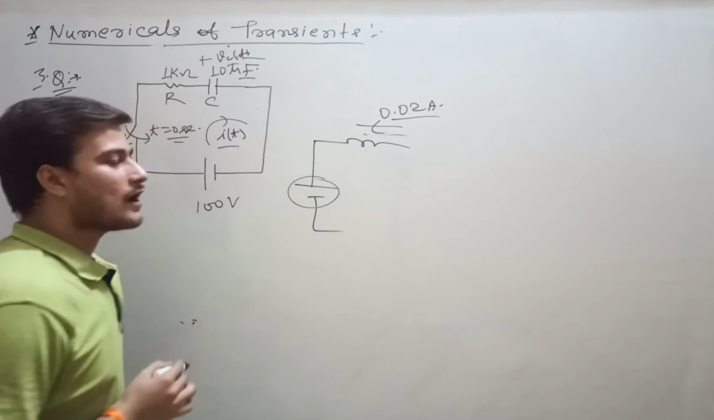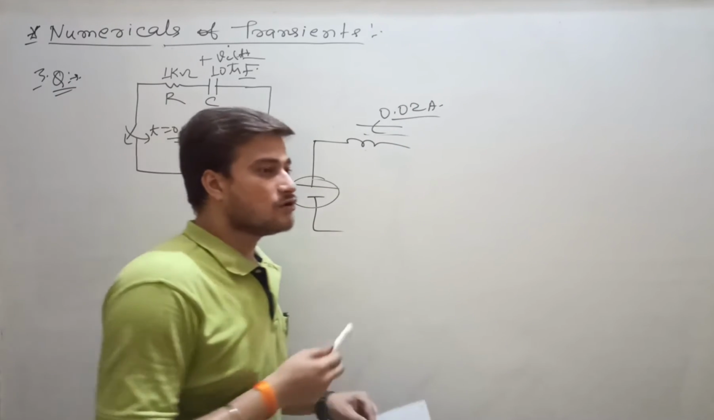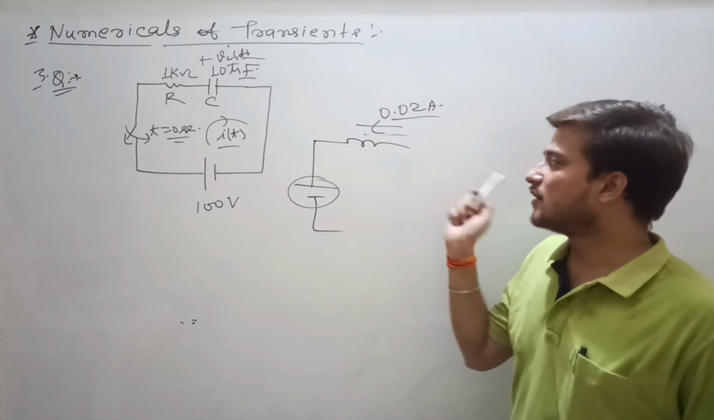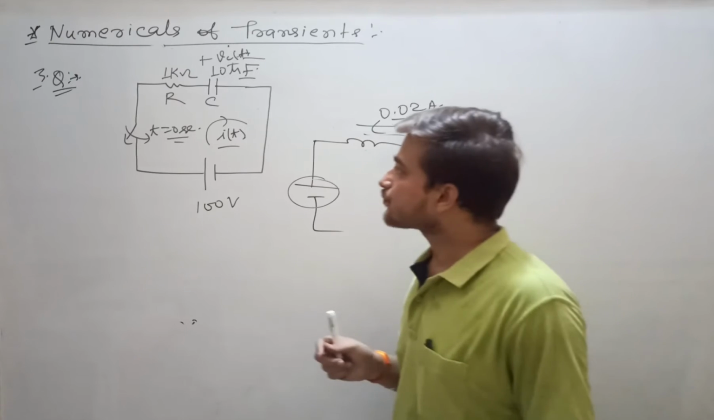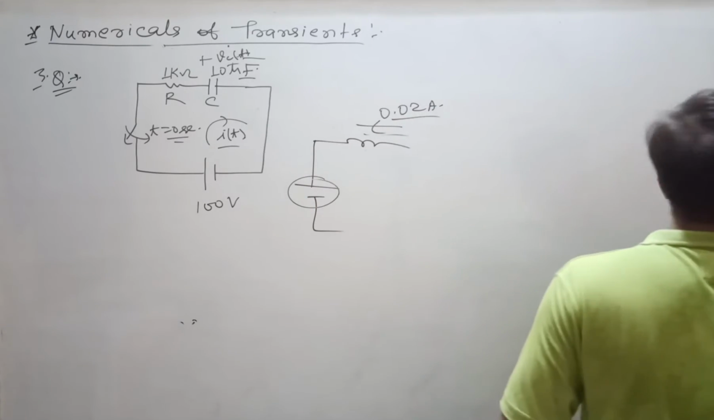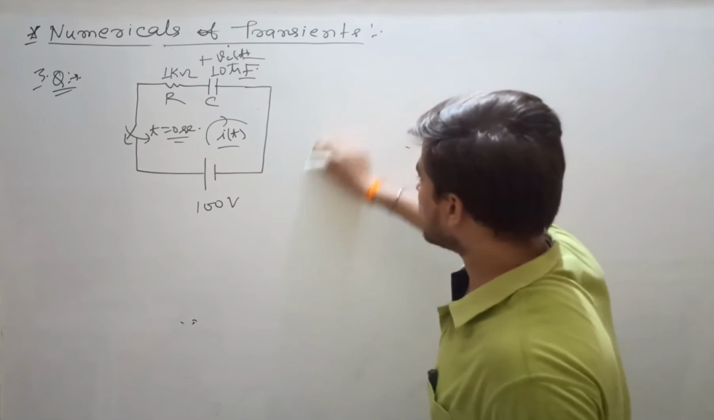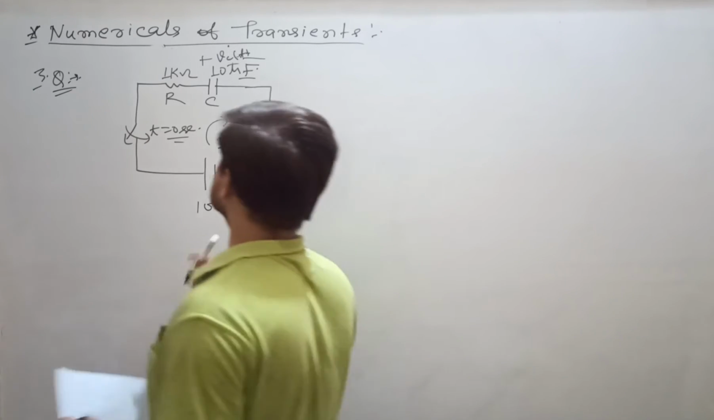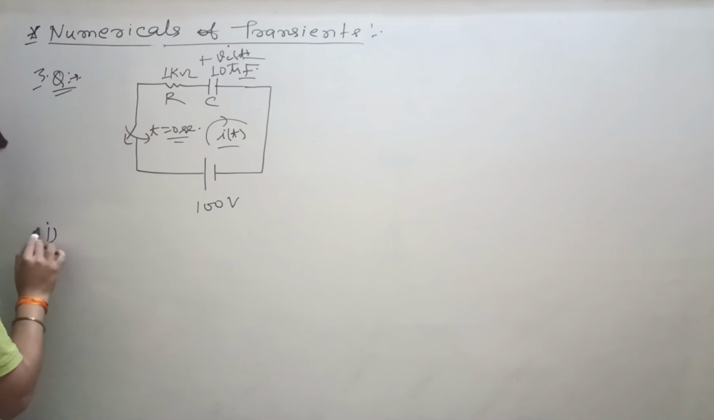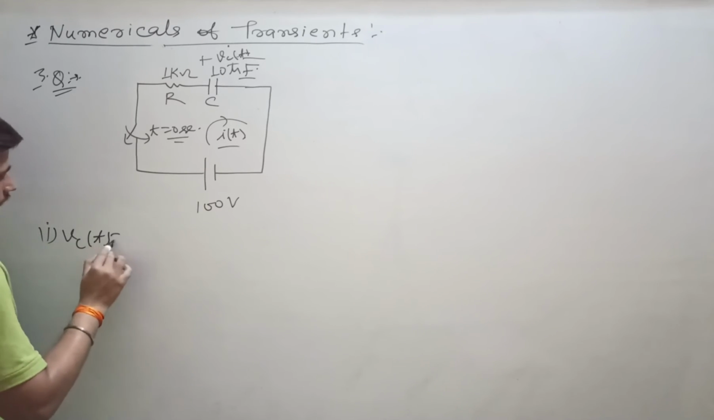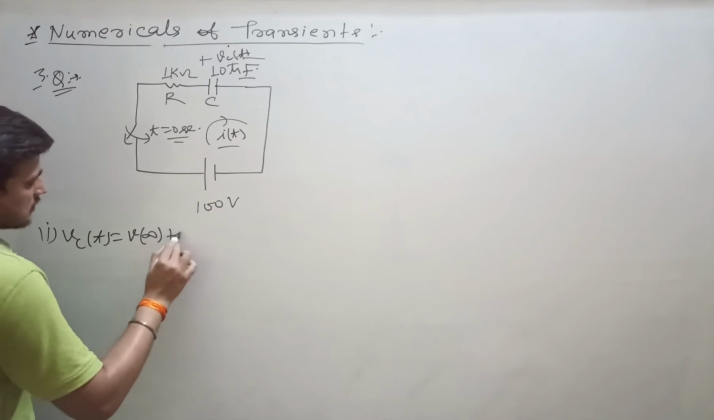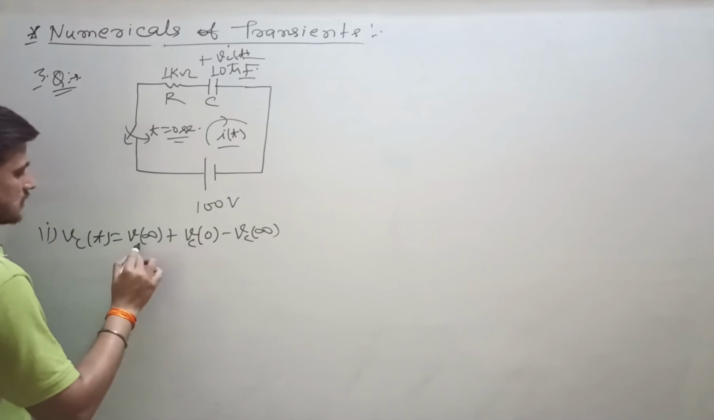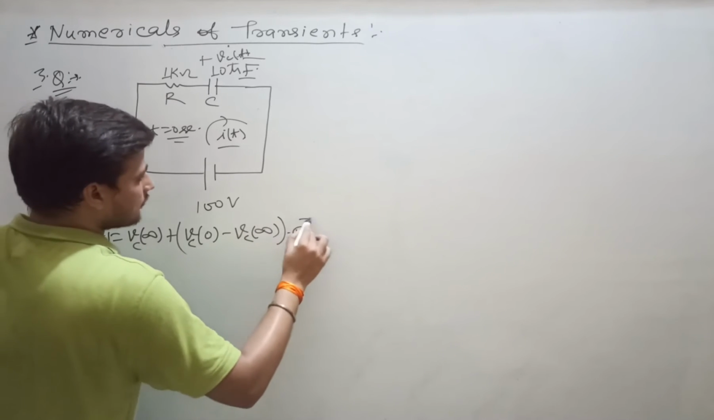Then while solving the question, you will have to take minus 0.02 ampere as the inductor current. Clear? So let us see how to proceed with this given question. We have to write VCT first. So VCT will be equal to V infinity plus (VC0 minus VC infinity) into e to the power minus t by tau.